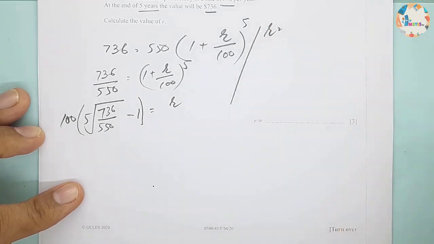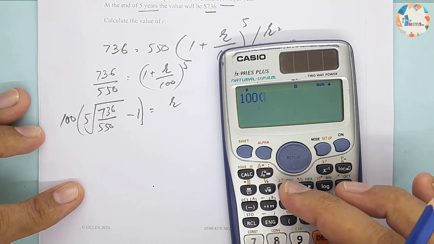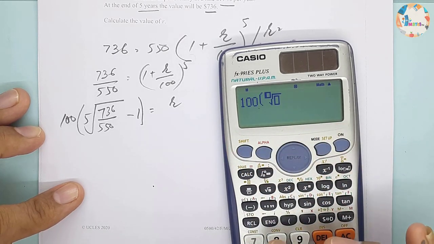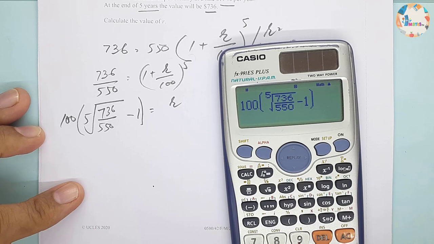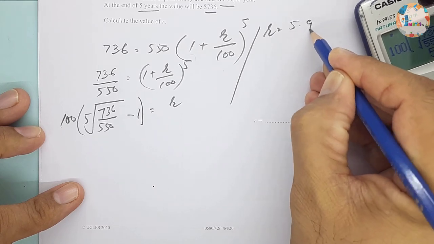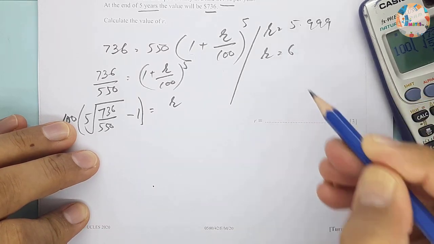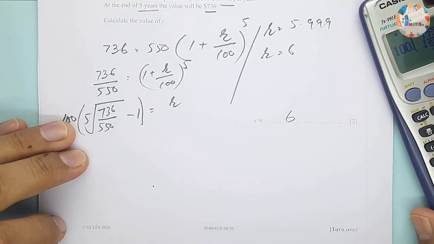And R will be equal to, you can calculate this, so 100 into the fifth root of 736 over 550, minus 1, so this will be equal to 5.999, or we can write it as R is equal to 6. So R is equal to 6, this will be our answer.